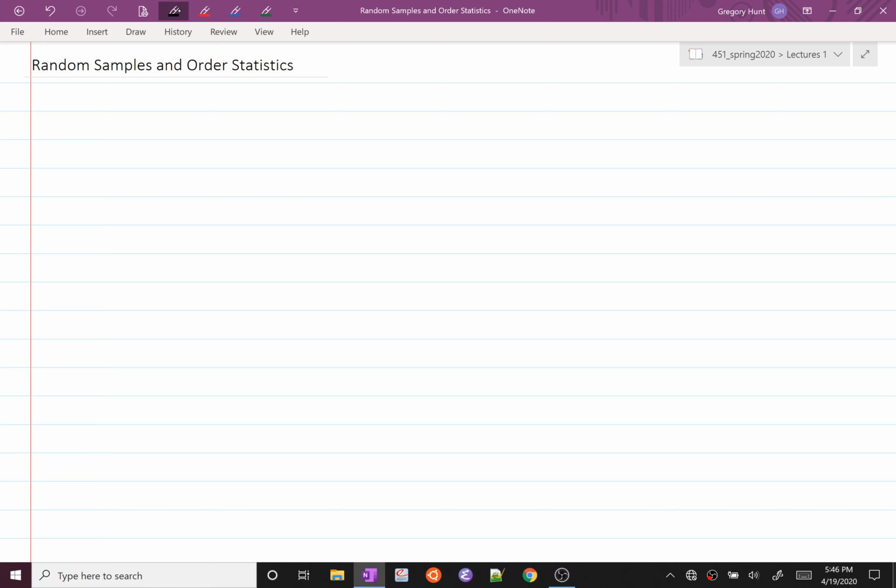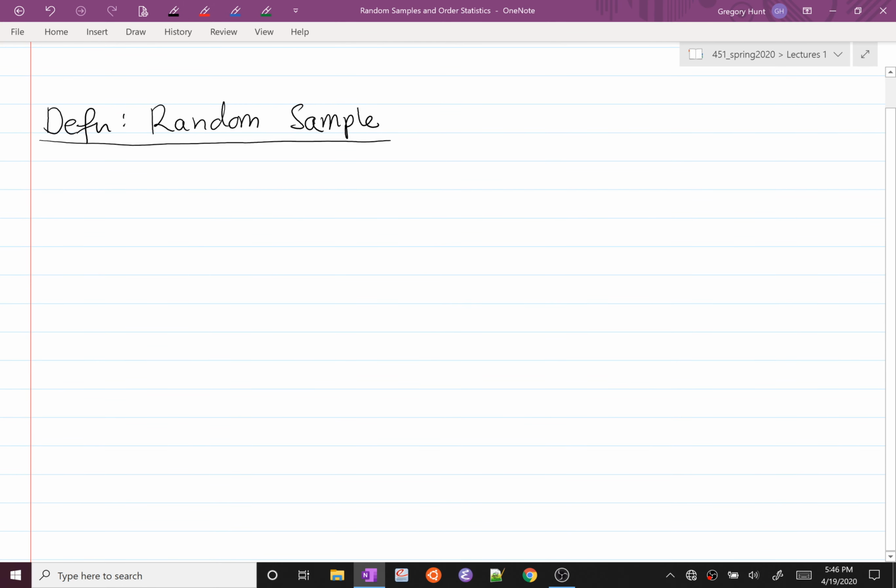So let us first start with defining what a random sample is. You hear this word a lot in an introductory statistics course or in survey sampling. And from a probabilistic standpoint, a random sample is just going to be a set of random variables that are independent and identically distributed.